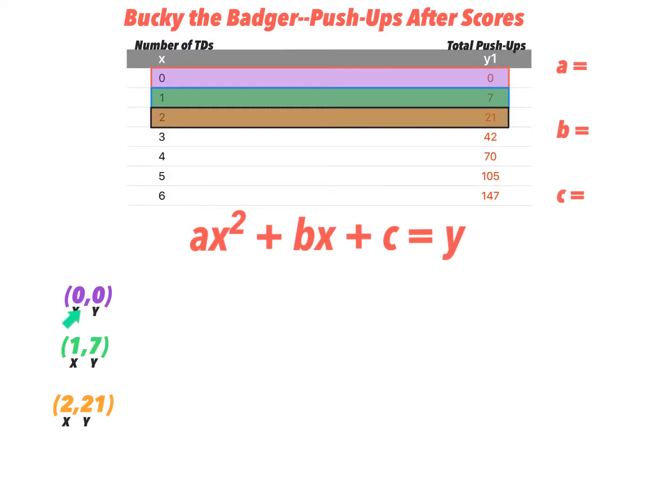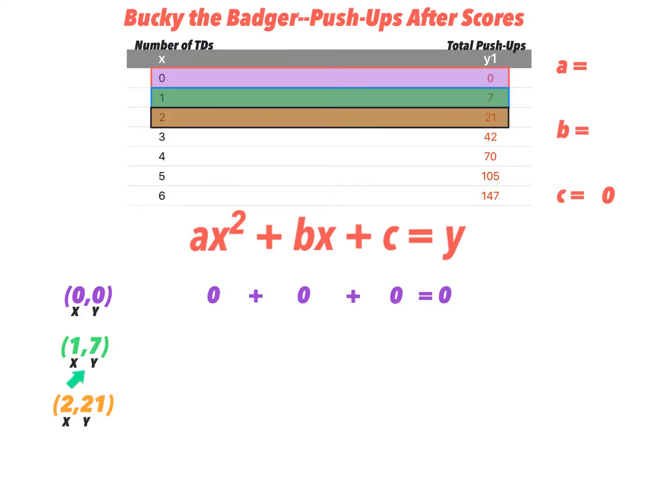So putting the first x coordinate into the x positions here and here, we'll zero out the first 2 terms, which must mean that the c term has to be 0 because the y coordinate is 0. And 0 plus 0 plus 0 equals 0.